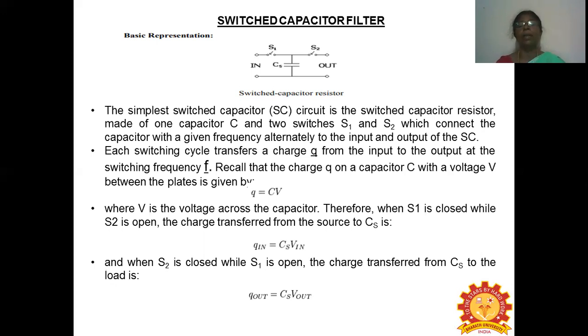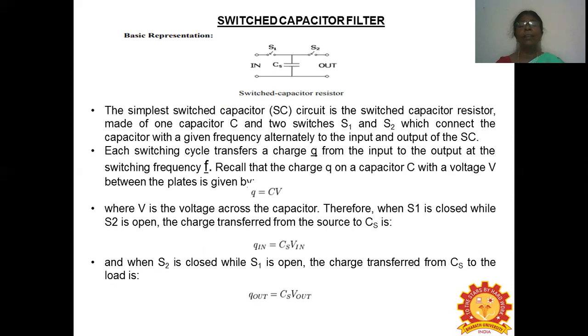Each switching cycle transfers a charge Q from the input to the output at the switching frequency F. For each cycle, one charge Q is transferred from input to output at the switching frequency F. The charge Q on a capacitor C with a voltage V between the plates is given by the formula Q equals C times V. C is the capacitance value and V is the voltage drop across the capacitor. Q is the charge of the capacitor.